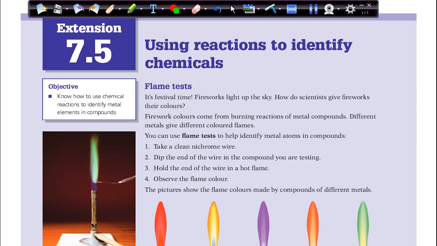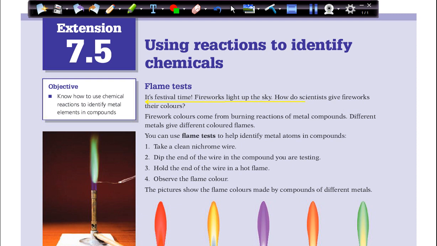Flame test. We can use flame to identify some chemicals. By the color of the flame, we can identify them. Of course, we can have a secondary source to look at the colors of the flames to identify these chemicals. So, flame tests.